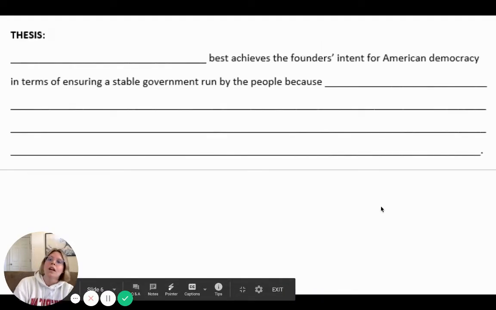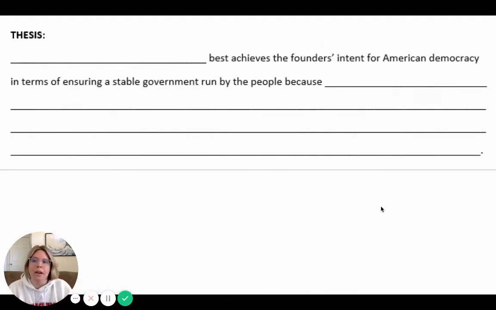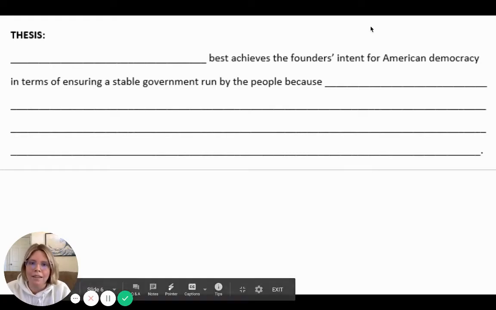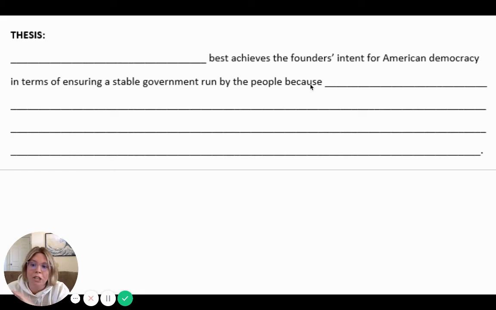Okay. Here we go. I have some prompt language right here because we did an assignment in class where I basically used the prompt language. So blank, which was one of those 3 models, best achieves the founder's intent for American democracy in terms of ensuring a stable government run by the people, because. All of that, guys, is not my language. This is all the prompt language, basically. And I would recommend you use the same prompt language. It will keep you honest. I don't mean just restate the prompt. You need to add some new stuff in there.